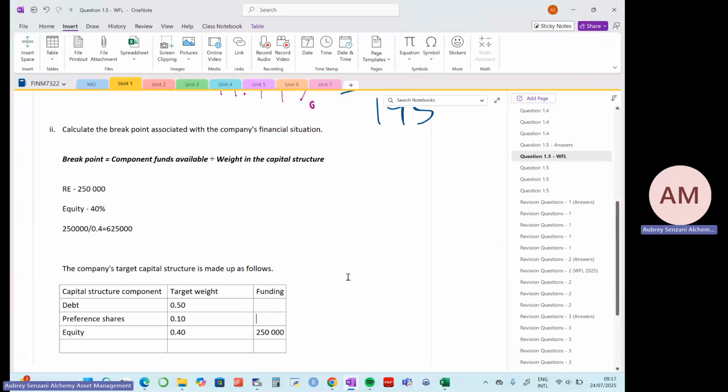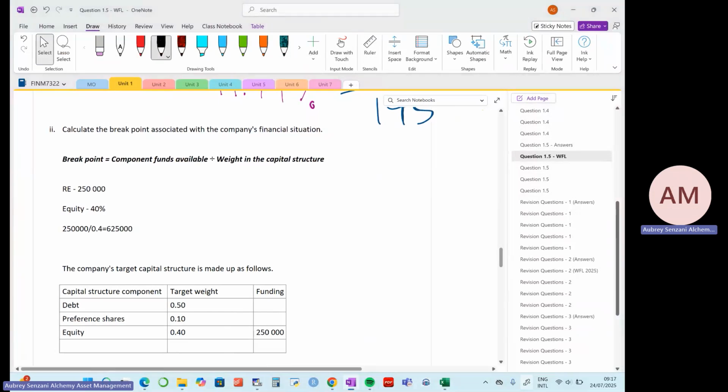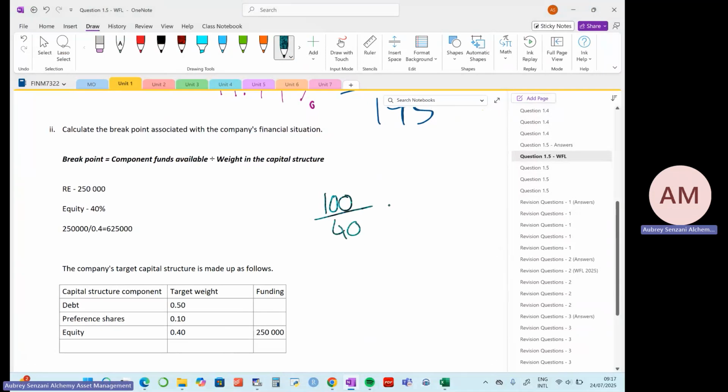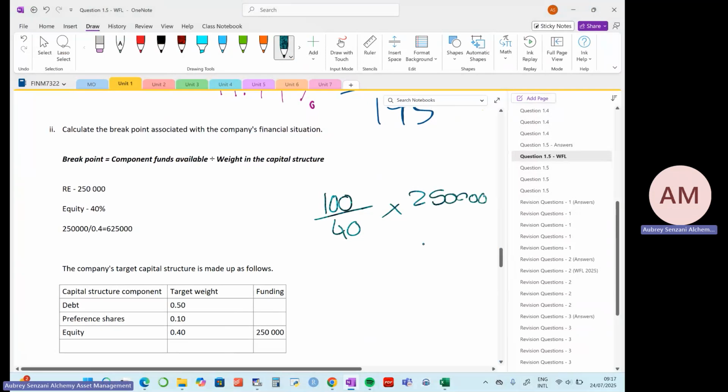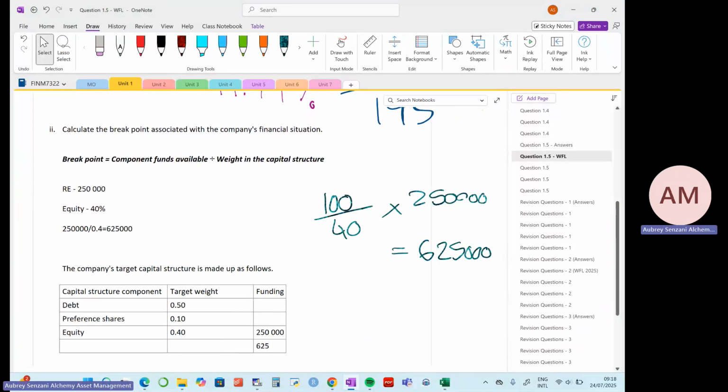I'm looking for this thing and it's right here. Okay, so we can basically just do this. We say we want 100%, our total funding, but we know 40% is equal to 250. Can you see that? So then, what's our total? Boom, there you go. What we just calculated: 625,000. Okay, so I can throw this in right here. 625, which is our, what's 625? Our breakpoint, okay?